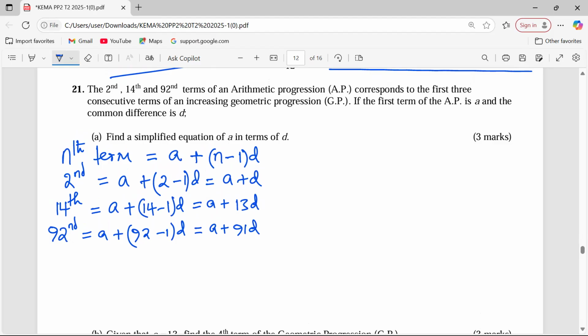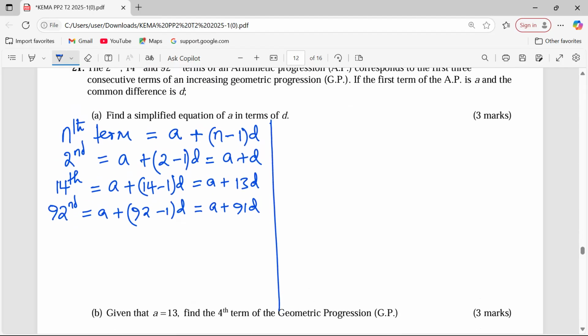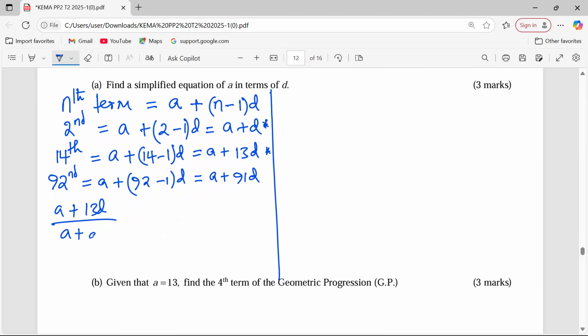So these are the terms now, but when they are arranged following one another, they are going to form a GP. If they are forming a GP, then we can use that knowledge to conclude that when we take the 14th term, a plus 13d, and divide by the second term, which is a plus d, we'll get the same as when we take the 92nd term, a plus 91d, divided by a plus 13d.